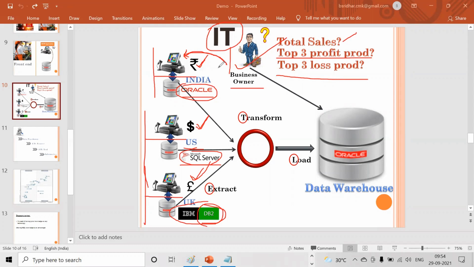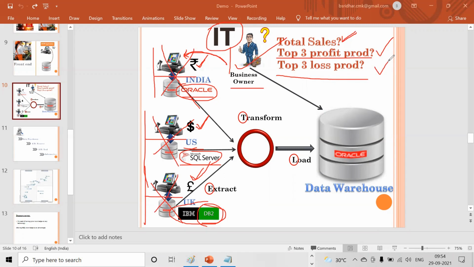Then IT said, don't worry, earlier the problem was different and we gave a proper solution for it. Now you want to understand your business, like what is happening. So what we do is, you forget about all these things, that they are present in different locations, databases, currencies and all. You let us know what you want first. You want to see your data in rupees or dollars or pounds, right?